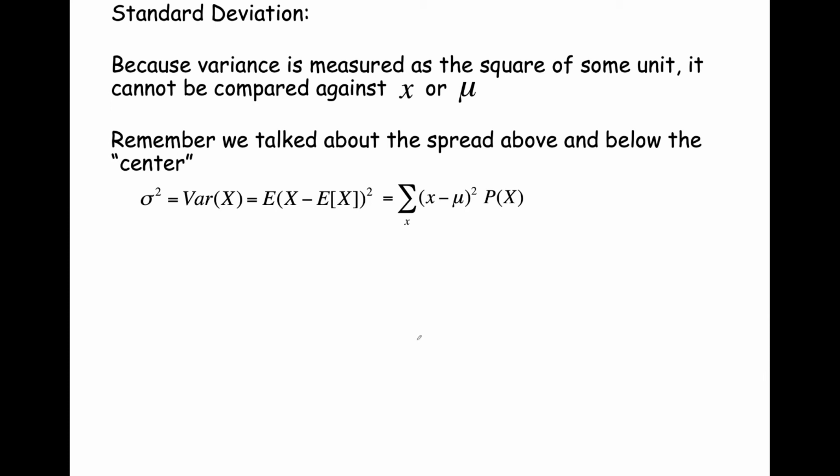And because the variance is the square of some unit, it can't really be compared against the measurement itself or the mean. So if you said something like, what is the average or the mean temperature? You'd say, oh, it was 64 degrees Fahrenheit. Okay. You could say, what was my measurement today, right now? Well, it was 61 degrees Fahrenheit. That's all degrees Fahrenheit.